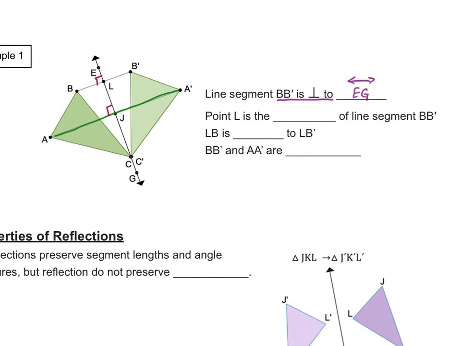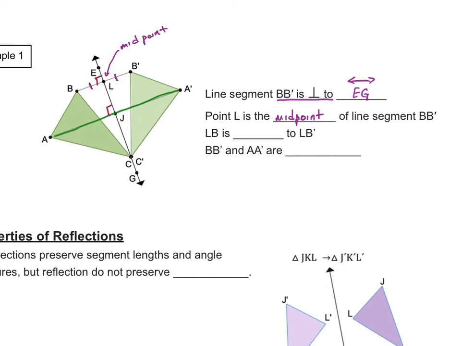Well, let's see here, point L right here. If you remember the characteristics, we know that B to the line of reflection, or BL, is going to be one length, and LB prime is going to be the same length because it's a mirror image. So if you notice, point L appears to be a midpoint between B and B prime. So point L is the midpoint of the line segment BB prime because it is halfway between B and B prime.